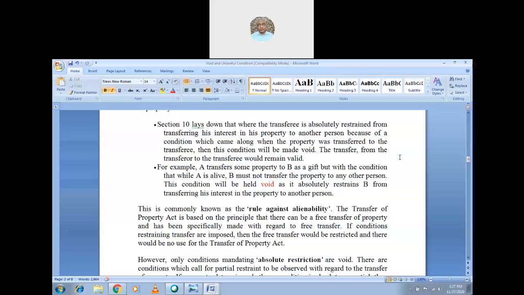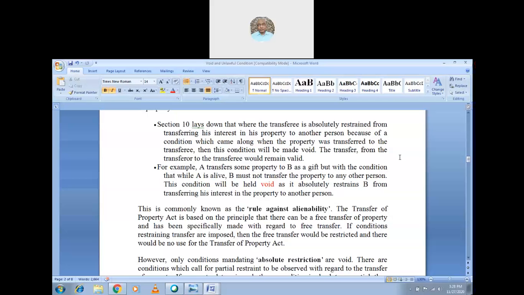When you are giving wholeheartedly to a person, if you keep any such condition, that condition is void, because it absolutely restrains B from transferring his interest in the property to another person. So that condition is void when it is made. I repeat the same example. A transfers some property to B as a gift, but with the condition that so long as A is alive, B must not transfer the property to any other person.